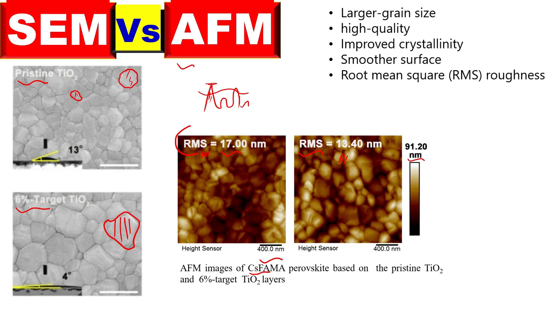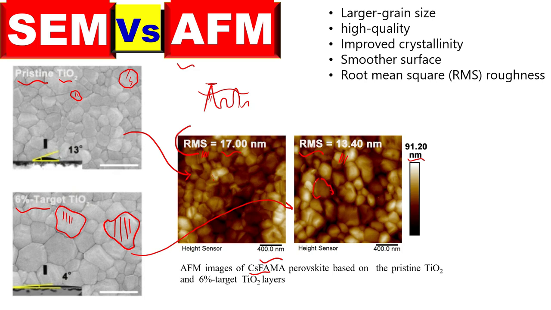But what happened when we modified this titania surface and then deposited perovskite? We can see that the grain size increased significantly. This is a clear indication that the surface morphology improved. You can also say the crystallinity increased here. And we can see that these results are basically reflected in AFM analysis here. We can see that the same small grains are appearing here, while in this modified film, you can see that the bigger grains are visible here.